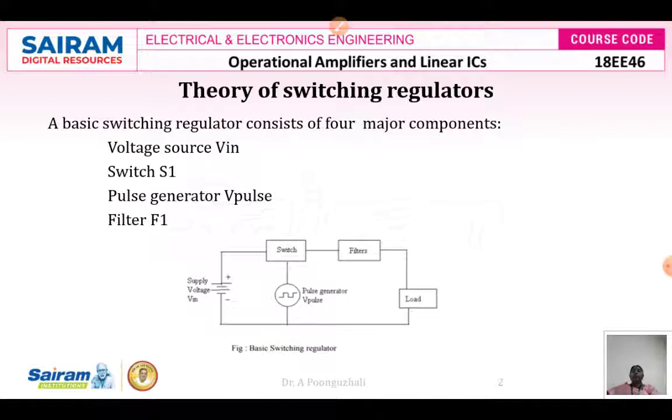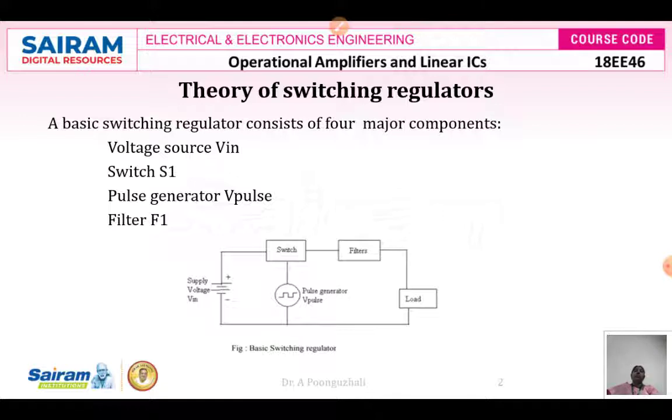The switch will be continuously switched on and off. When the switch is switched on and off, the current occurs at the output at different rates. So the average current is taken and delivered to the load. Since the average current is delivered to the load, the power dissipation is going to be less.